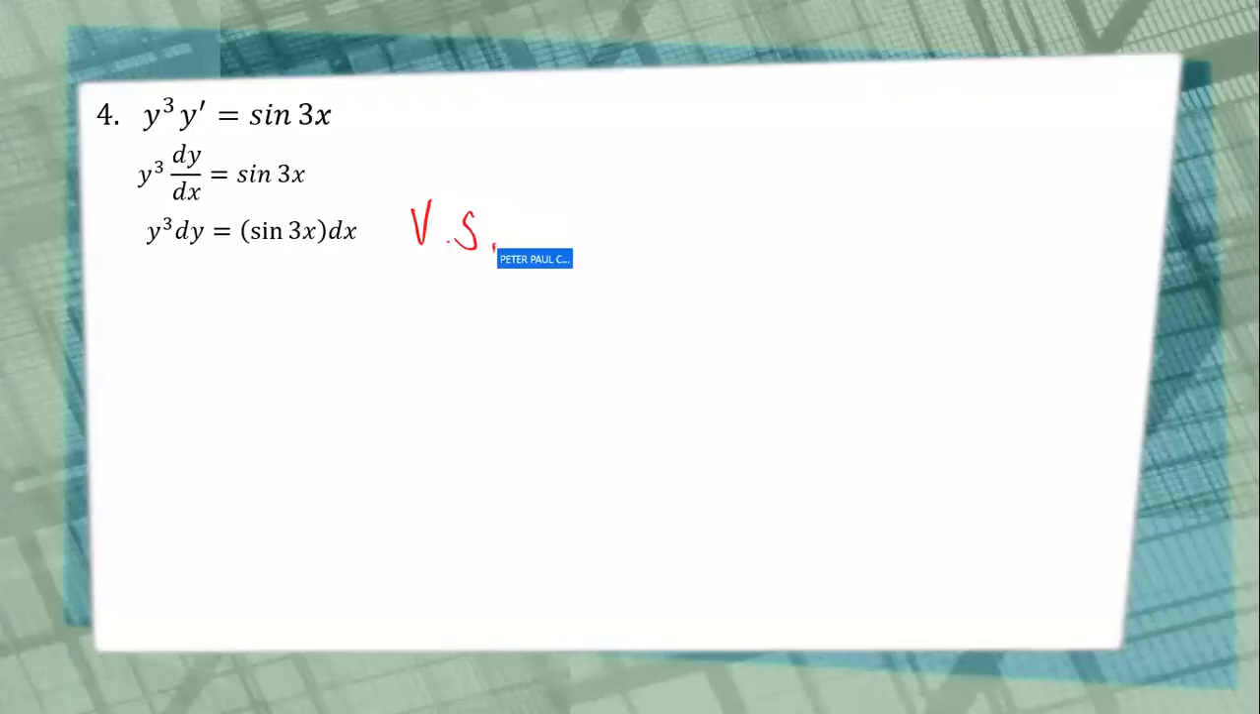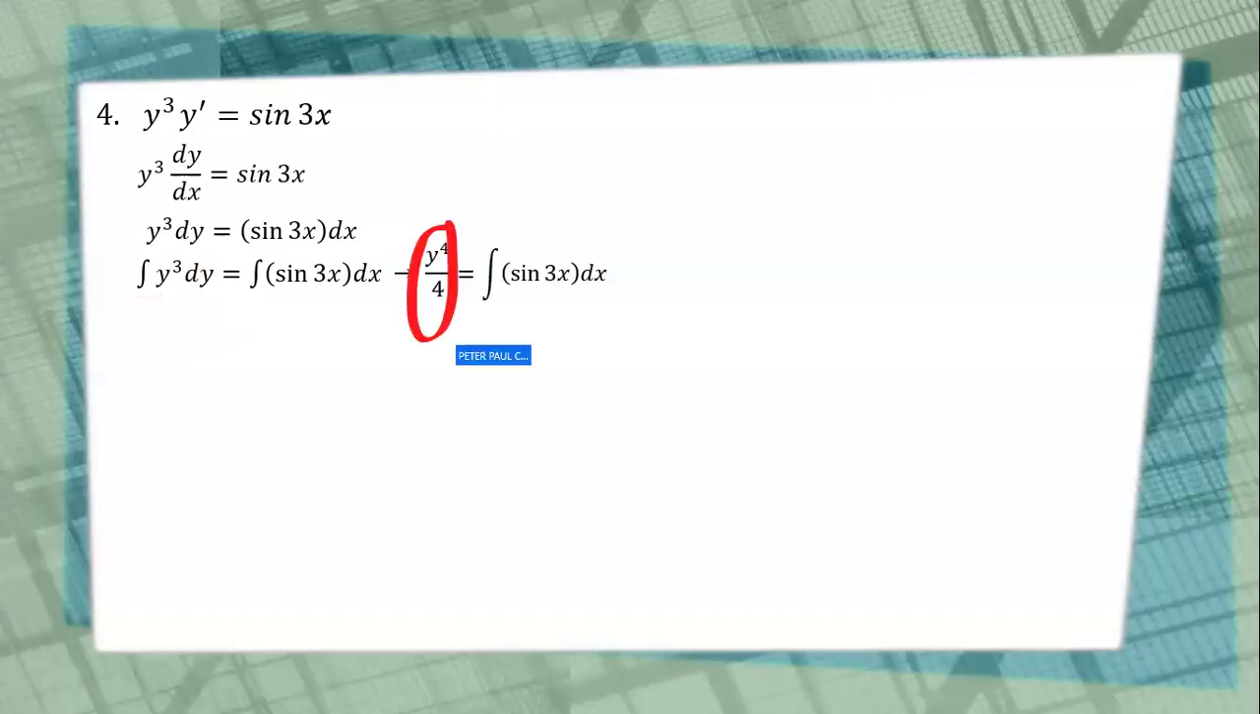So we can declare this one as a VS already. Do you agree? Whenever we declare a variable separable, then we can now put the integral symbols on both sides. So we integrate with respect to y on the left side, and we integrate with respect to x on the right side. Can you follow? Next, we answer now the integral of y cubed dy using the basic integration formula. Of course, this will become plus 1. Then we'll have a 3 plus 1 in the denominator. So that becomes y to the 4th over 4.